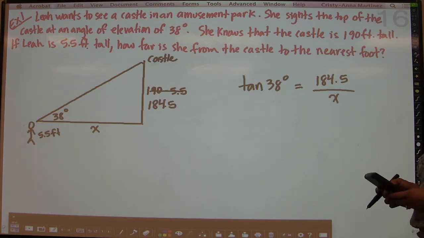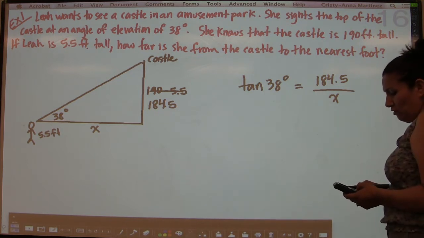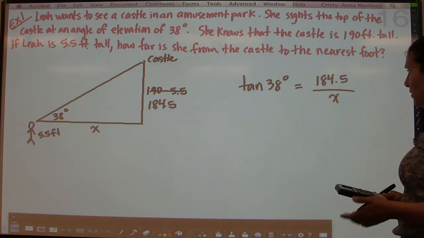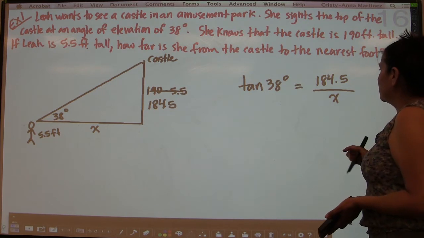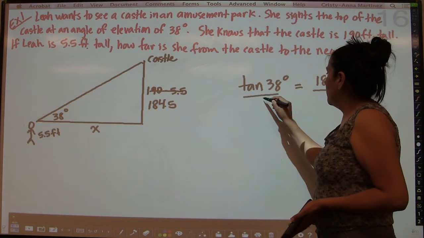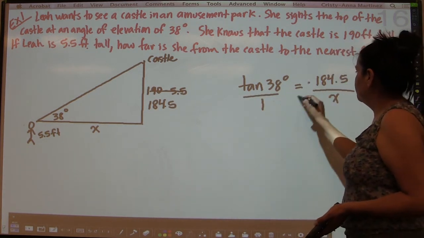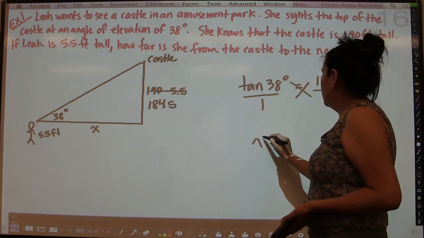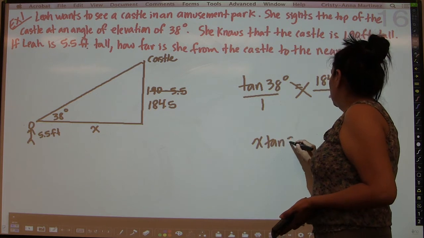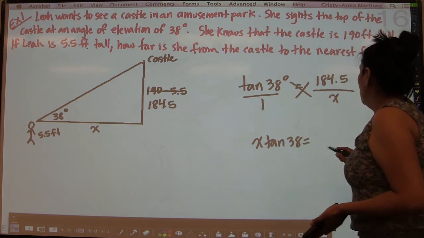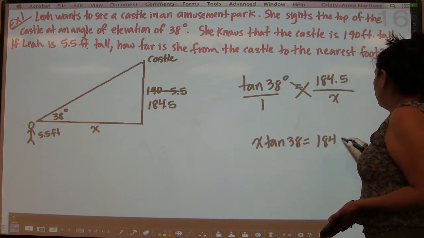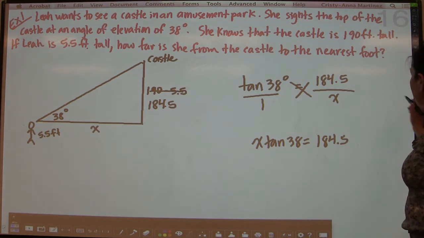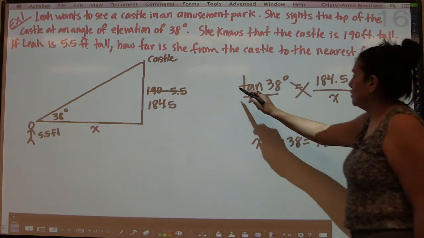Remember that when you're doing these problems, you want to make sure that you're in degree mode. So before you even go any further, make sure your calculator is in degree mode. And now to solve this, you can make it into a proportion. And we have x times tangent 38 is equal to 184.5.